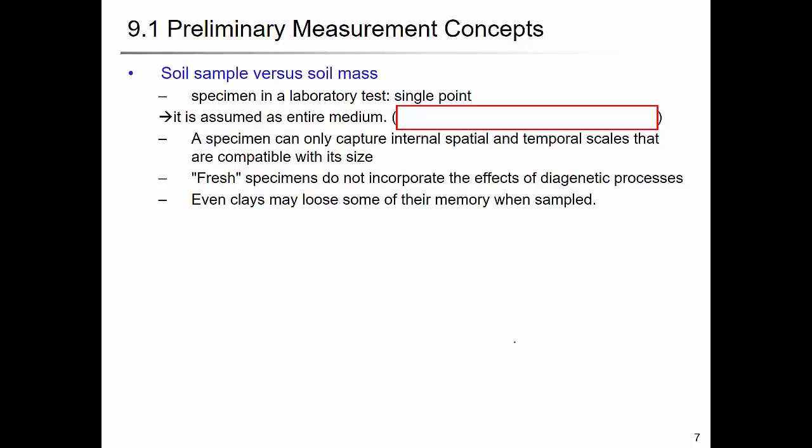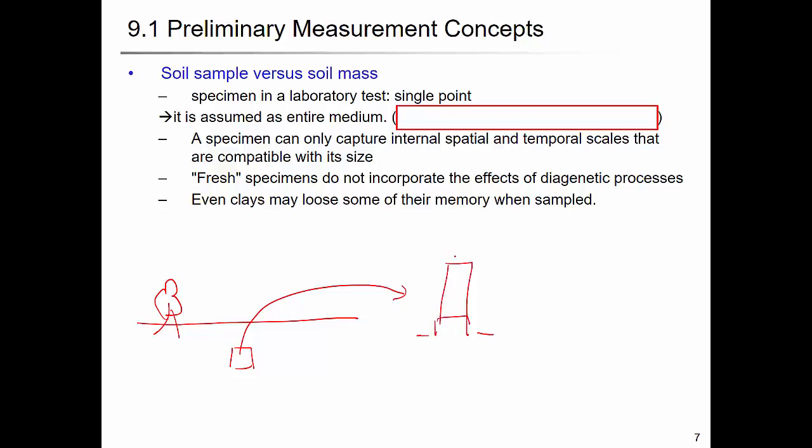And then soil sample versus soil mass. In the field, this is the field of interest. You want to find out the material property, for example, the stiffness of the medium or the Poisson's ratio of the medium. Then we take the sample, using the Shelby tube or some sampling method, and we do the triaxial test. We apply the confining stress, we apply the deviatoric stress, right? So we assume that this soil sample represents this ground, right?